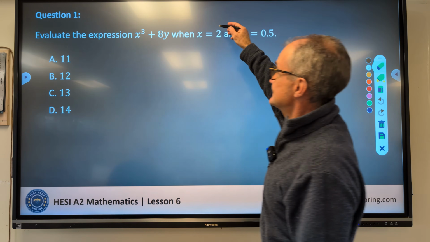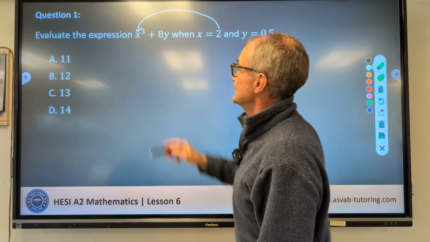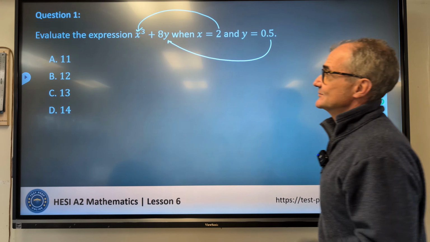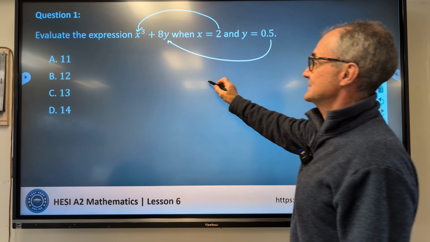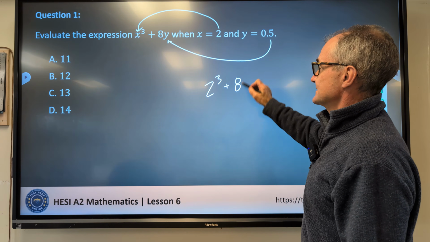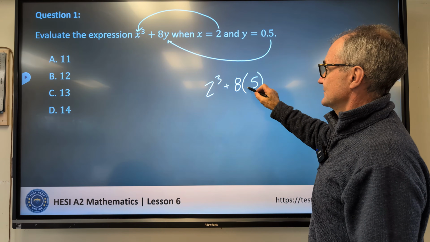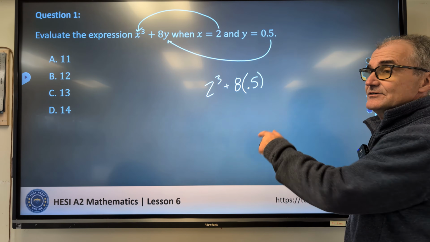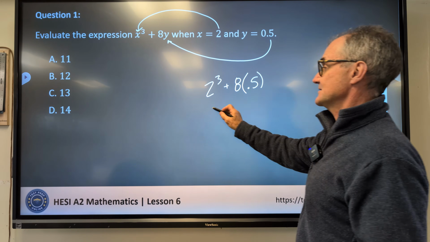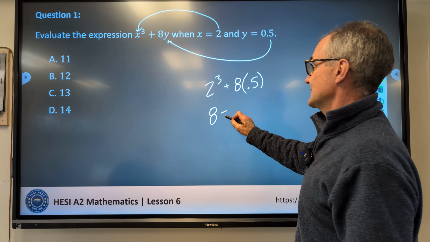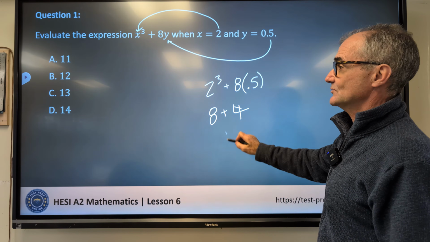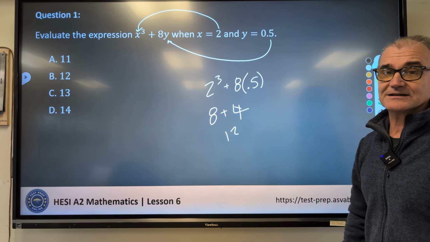So this is saying x is equal to 2. Take that 2, plug it in there. y is equal to 0.5 or a half. Plug that in there to give me 2 to the third power plus 8 times 0.5 or a half. 2 to the third is 2 times 2 times 2. 2, 4, 8. So this is equal to 8 plus 8 times a half is 4. Correct answer is 12. Answer B right there.